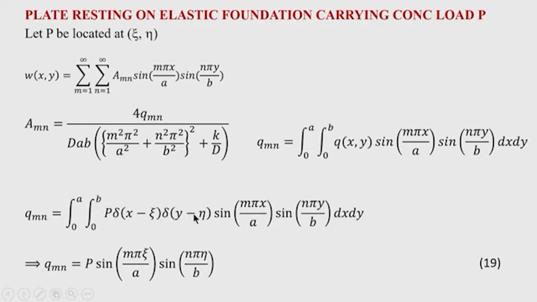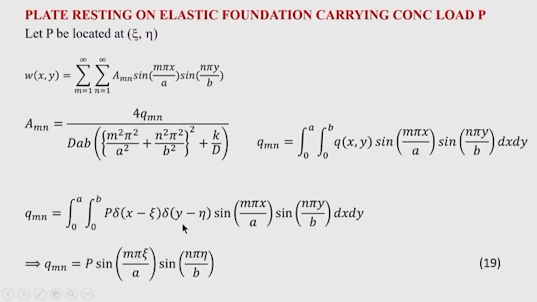Here xi and eta represent the location of the concentrated load, and the other variables, sin(m pi x by a) and sin(n pi y by b), are also written here. By the property of the Dirac delta function, we can immediately evaluate the integral without going through the lengthy limiting process. We put x equal to xi and y equal to eta, then the integration is found. So, q_mn equals P sin(m pi xi by a) sin(n pi eta by b). This is the value of q_mn.